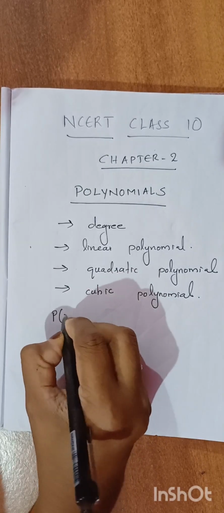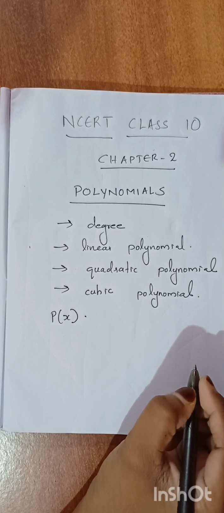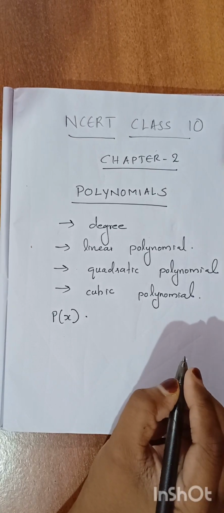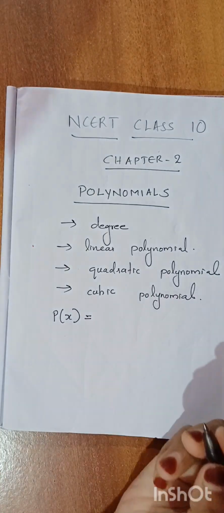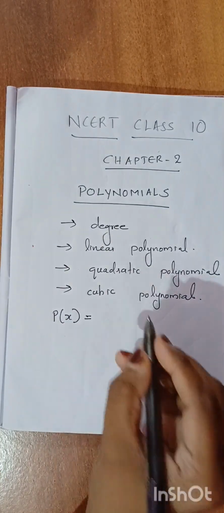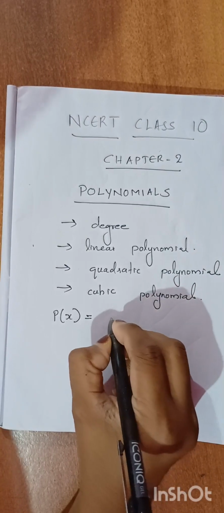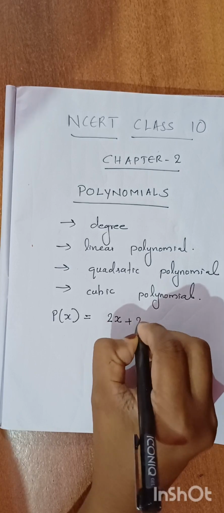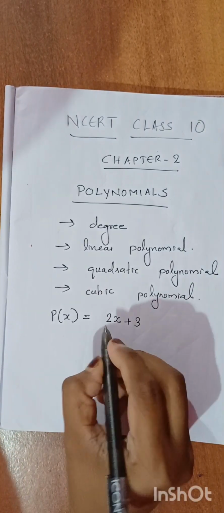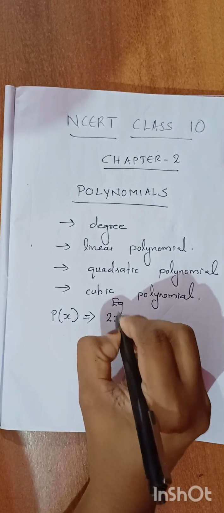Polynomial can be represented as p of x. Then p of x we can write as, I'm giving some examples here, p of x is equal to 2x plus 3. This one is a polynomial. Next example, this one is the examples.